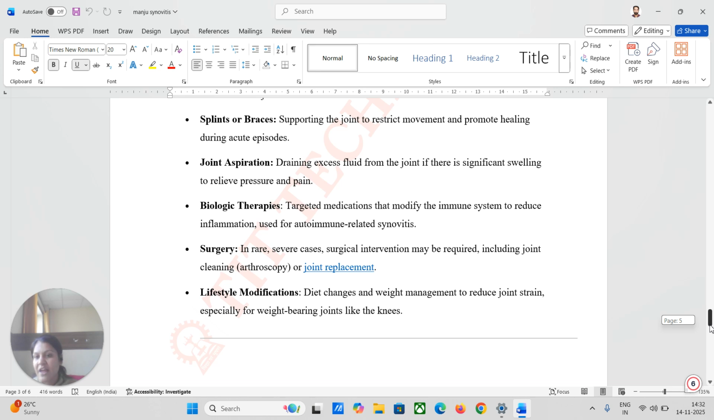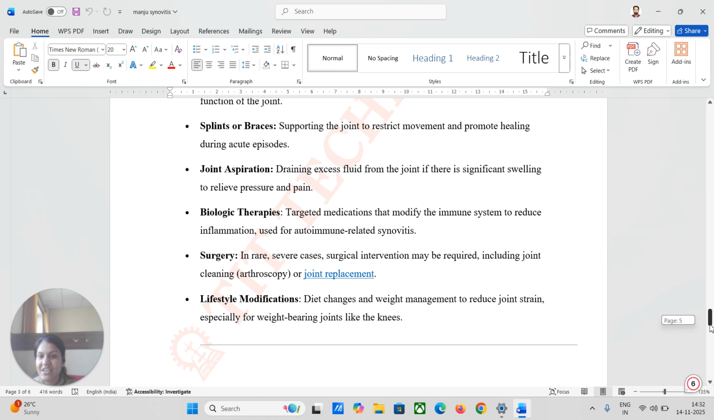Then lastly, lifestyle modification, diet change and weight management to reduce joint strain, especially for weight-bearing joints like the knee.